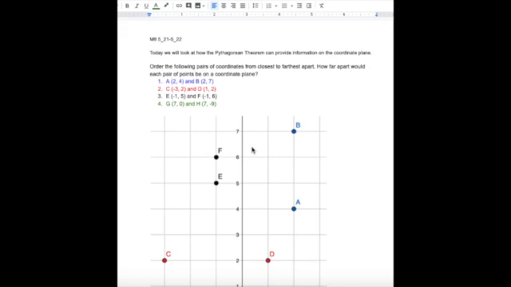Okay, so we're going to look at one more Pythagorean theorem lesson today to close out the week and sort of close out our unit. And that's combining the Pythagorean theorem with our coordinate plane.